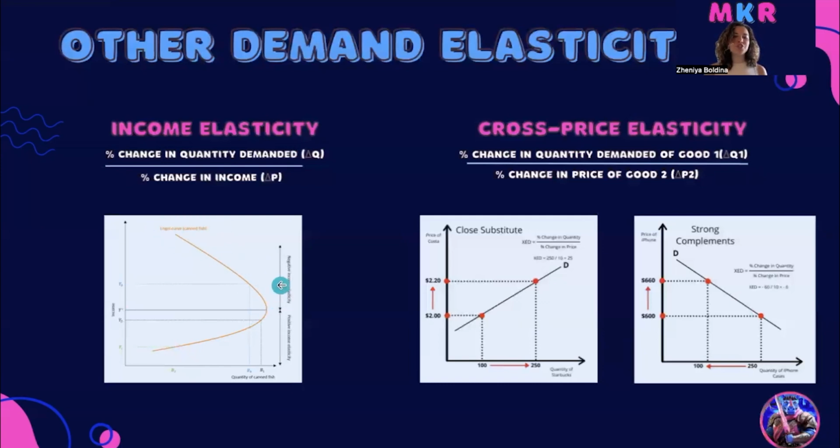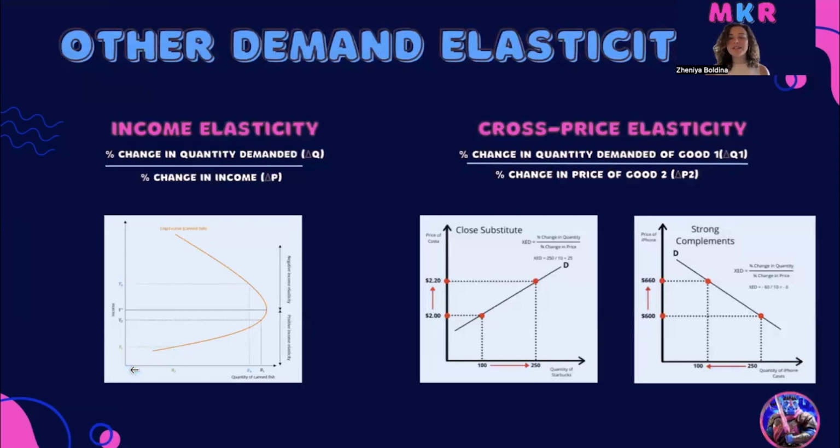So there's a negative relationship. In this case, our income elasticity will also be negative. On the other hand, if it's positive, then we have a normal good. So as our income rises, our quantity demanded also rises. And this is represented by the downward portion of the Engel curve.